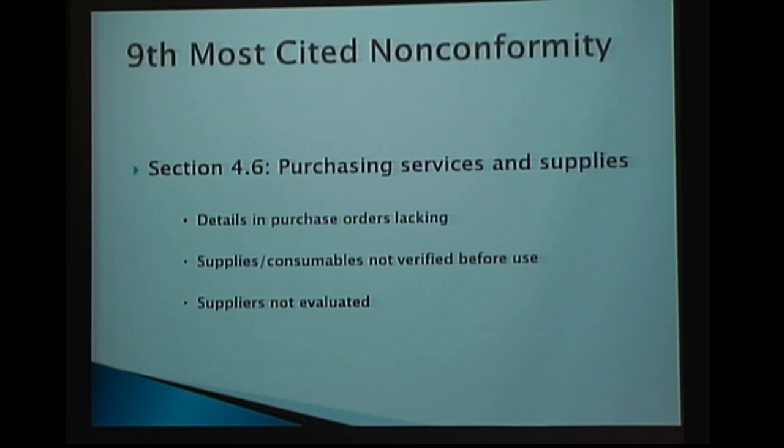Number 9, the whole idea of controlling your supplies, if you will, the purchasing function. Your purchase orders lacked sufficient detail, perhaps. Supplies and consumables were not verified as meeting your specifications before use. Suppliers are not evaluated, or there are no criteria for determining what's an acceptable supplier.